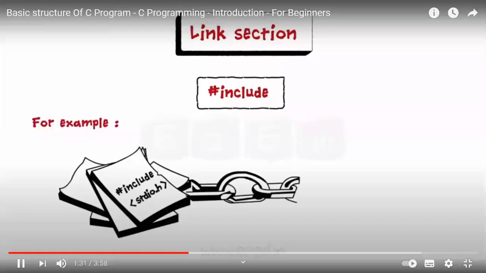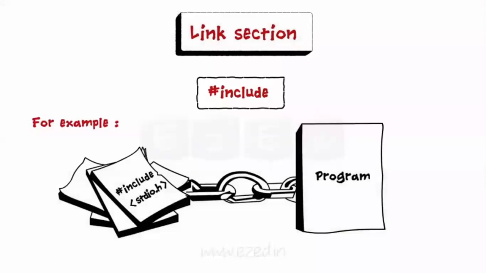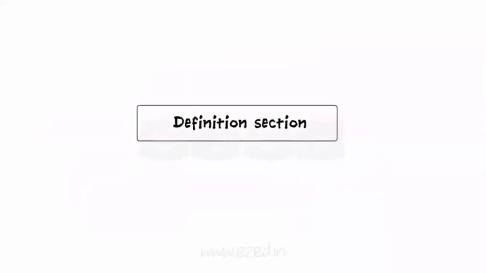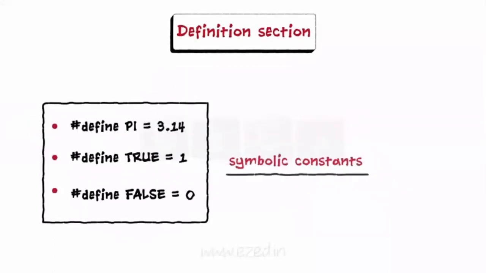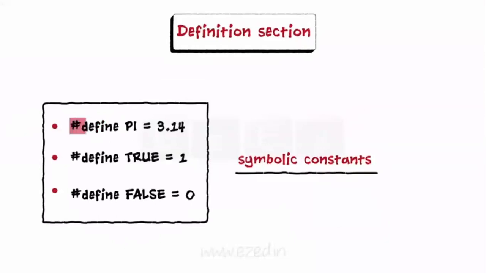stdio.h links the library file stdio to the program. The next section is the definition section. All the symbolic constants that are to be used in the program are defined here. All statements which start with the hash defines the text belong to the definition section.